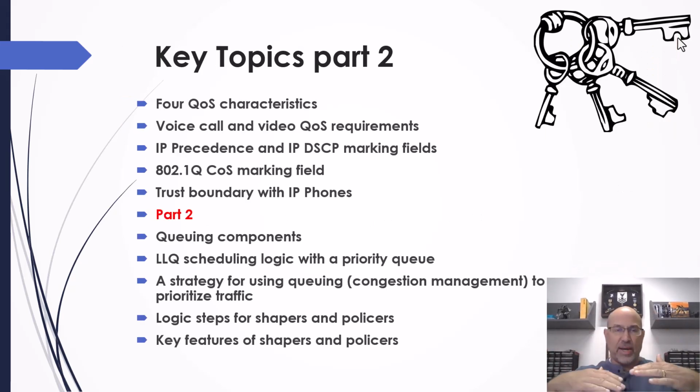Now, if we scroll about halfway down through this, we're going to hit the Part 2 key topics. So that'll be the queuing components, the low latency queuing. The whole idea here is that you've got a queuing algorithm that performs the scheduling for the queue, and then strategies to use when you're queuing, and in that will be congestion management. And then some logical steps that we can take with shapers and policers that have a markedly different effect on traffic, and they have quite a big difference in their behavior as well.